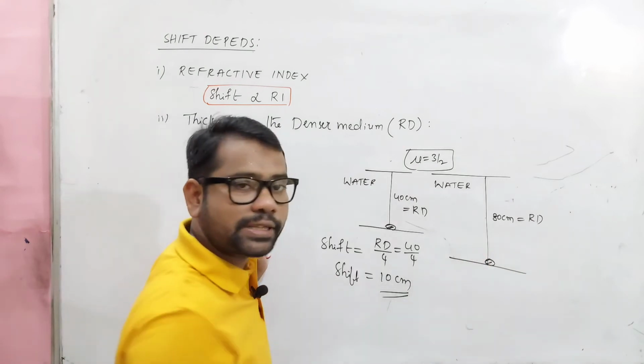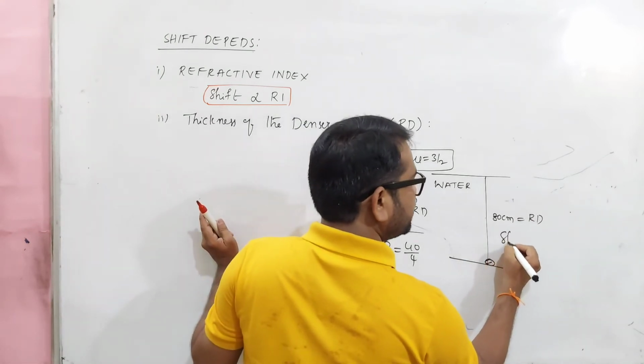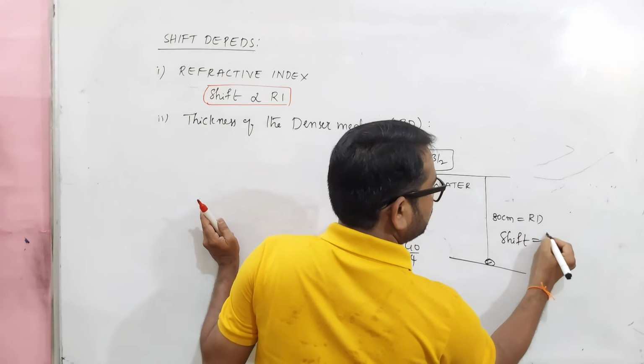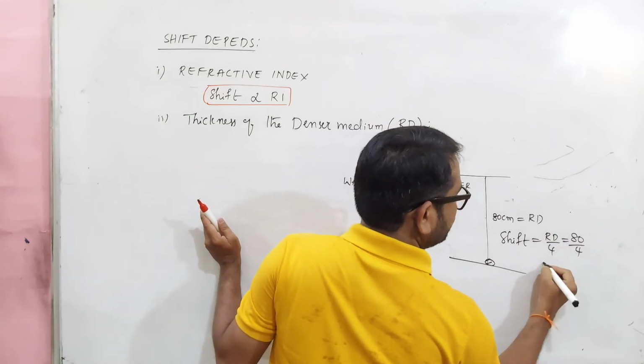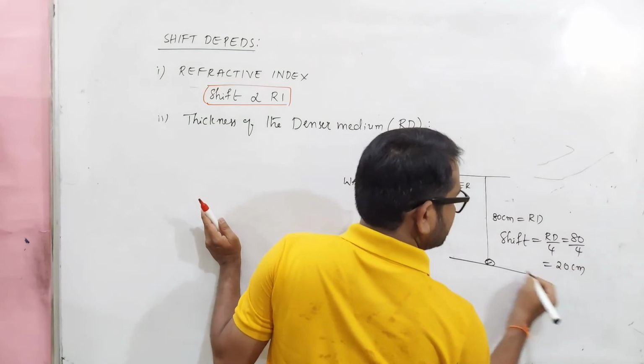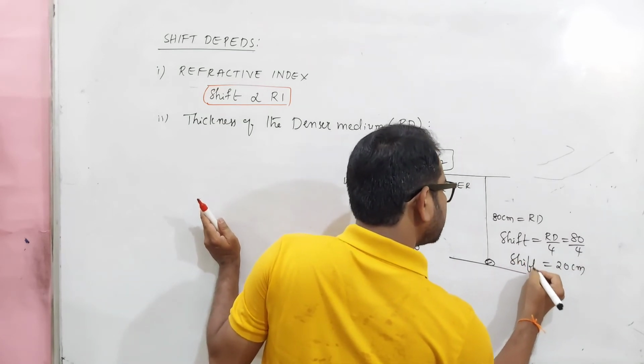Now let us calculate in this case, dear children. Here shift is equal to real depth by 4. That is 80 by 4, dear children. So here we got 20 centimeters. So shift is equal to 20 centimeters.